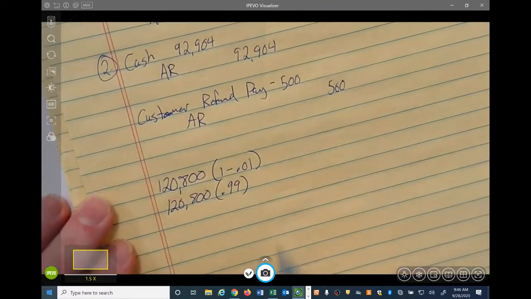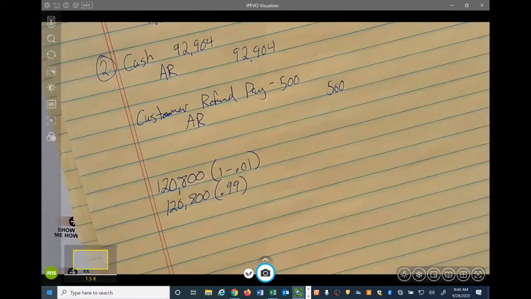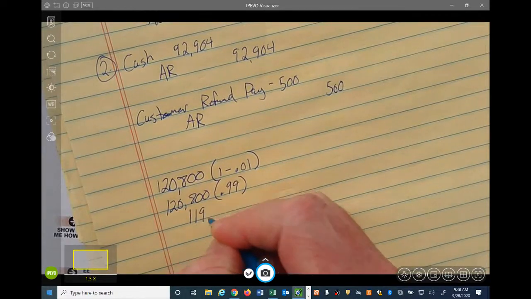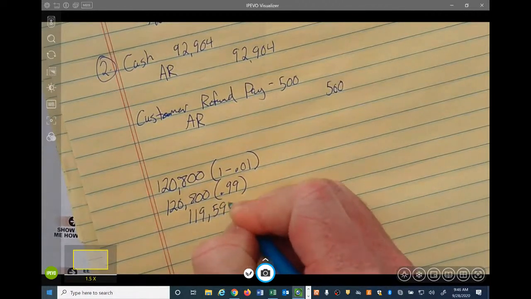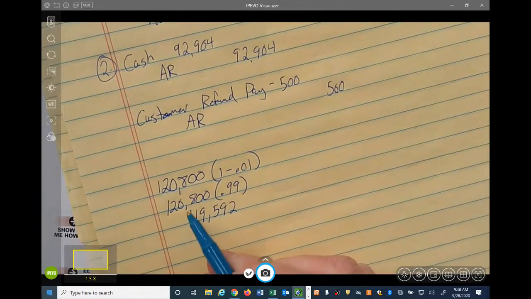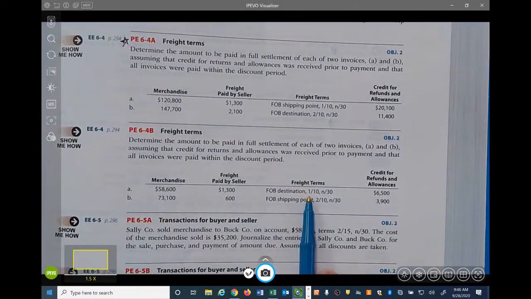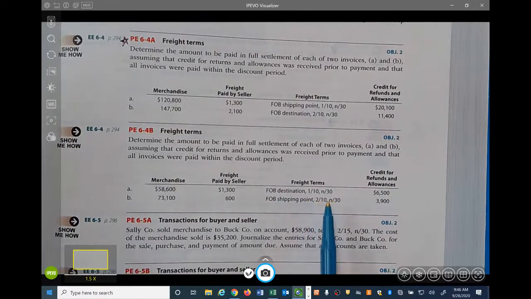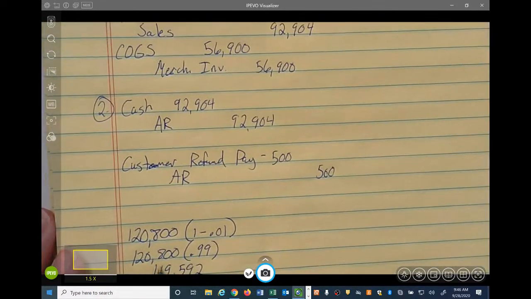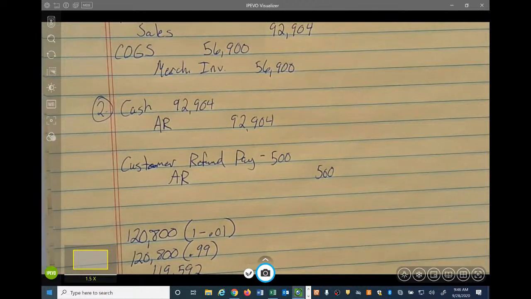So that's going to give us what our net purchase amount is, of $119,592. Does everyone understand why I just multiplied 120,800 by 0.99? Because under the terms, we're going to take a 1% discount within 10 days, right? They paid within the discount period, so they received the discount. So if we're taking 1% off, then we want 99% of the gross value, right? So that's the quickest way to do it, just multiply it by 1 minus whatever the discount is, okay? Everyone see that?